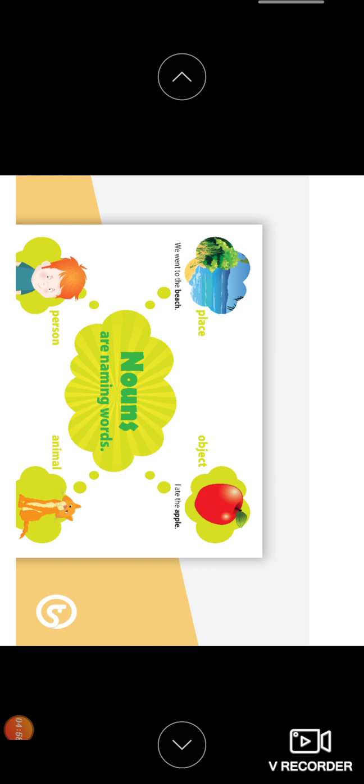Okay, children, just have a look around you. Maybe you are sitting in your hall or in the kitchen or in your bedroom, whatsoever. Just have a look, and can you please write down all the things you are able to see there in a rough book. Whichever spellings you are able to write, you can just write down there.